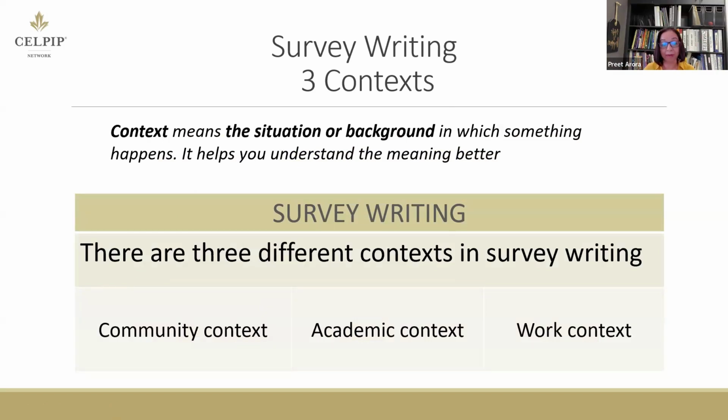And in CELPIP survey writing, there are 3 different contexts. One is community, second is academic, and third is work context. So copy down, please. I will be doing in my program community context, 1 survey. Second survey will be on academic context, and third will be on work context.